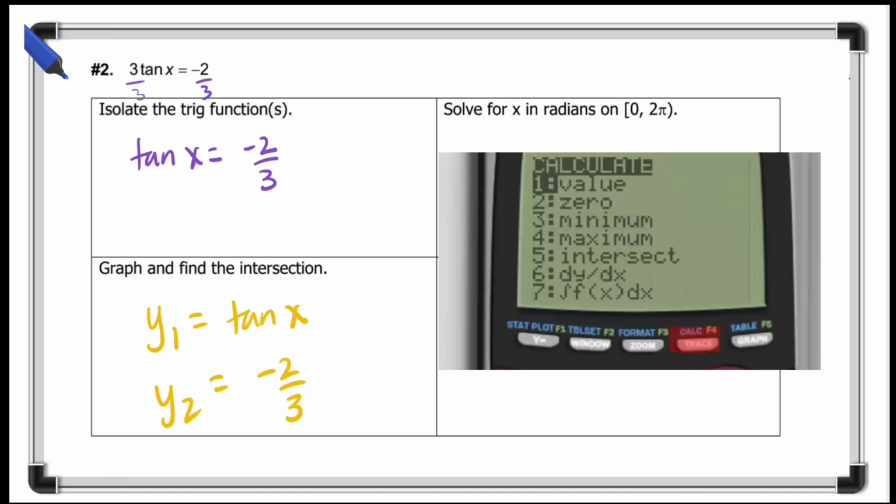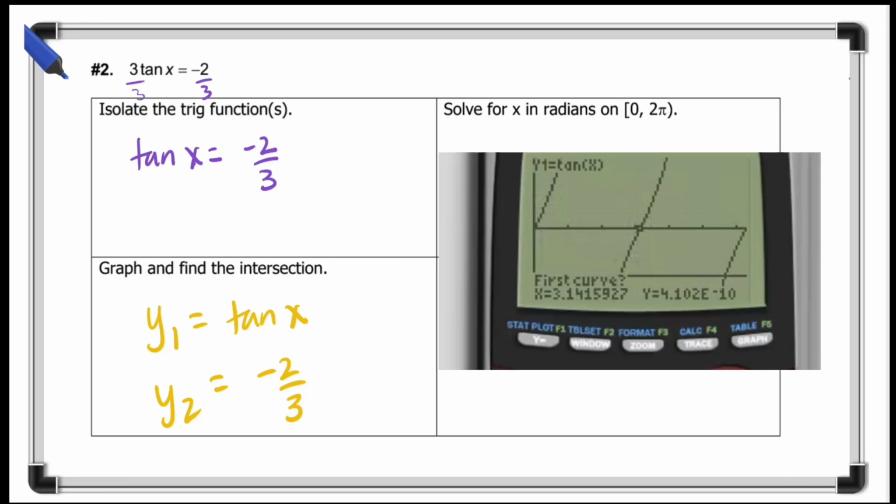And again, second trace down to intersect. You will have to go down a little bit. Here we go. So enter, enter, enter. There's your first value at 2.554.